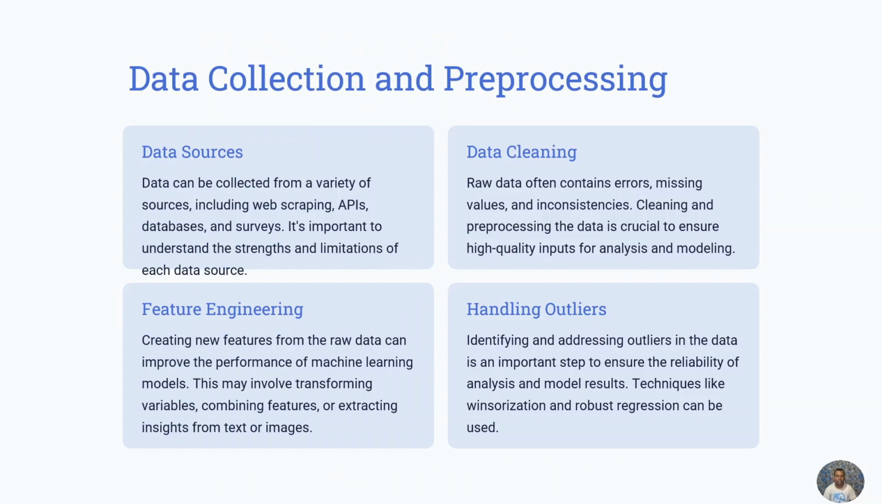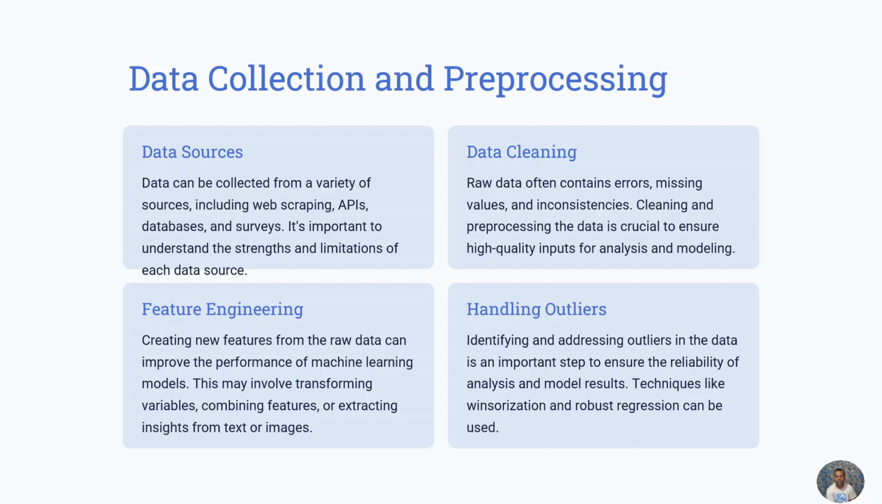Now let's see data collection and pre-processing. Data source: data can be collected from a variety of sources, including web scraping, APIs, databases, and surveys. It is important to understand the strengths and limitations of each data source. Data cleaning: raw data often contains errors, missing values, and inconsistencies. Cleaning and pre-processing the data is crucial to ensure high quality input for analysis and modeling.